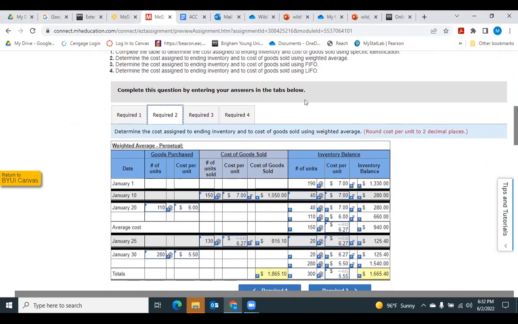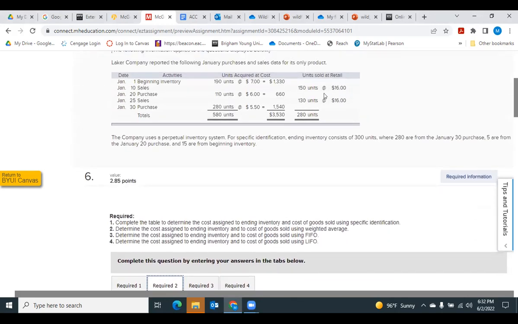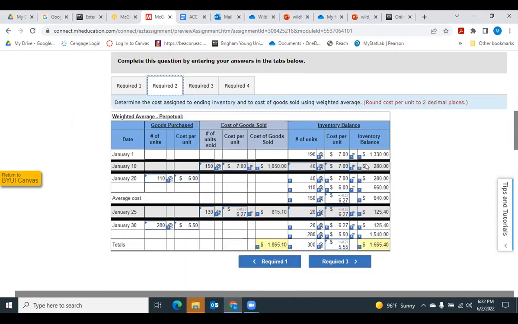Sometimes it confuses people. It'll say at $16, and they want to put that somewhere in here. But this table we're keeping here is only concerned with our costs. We're only going to use that sales price, what we sold it to our customer for, later if it asks us to figure out our sales revenue so that we can figure out our gross profit. So we're going to record the 10th. We sold 150 units at $7 because we're using this cost here, which leaves us with 40 units at $7 after that January 10th sale.